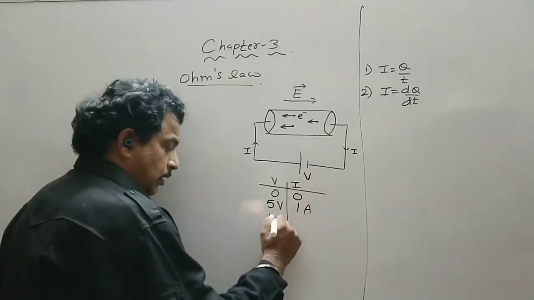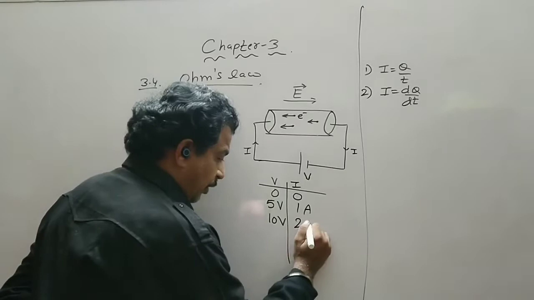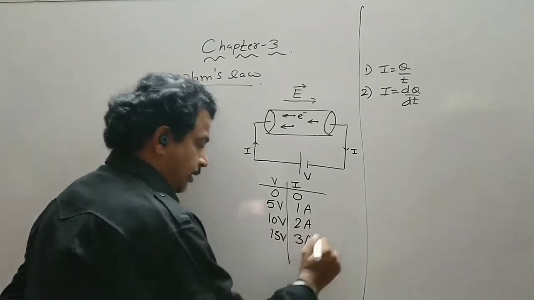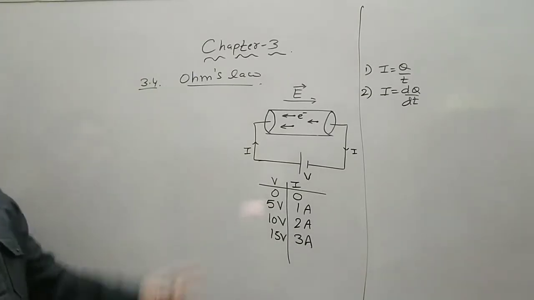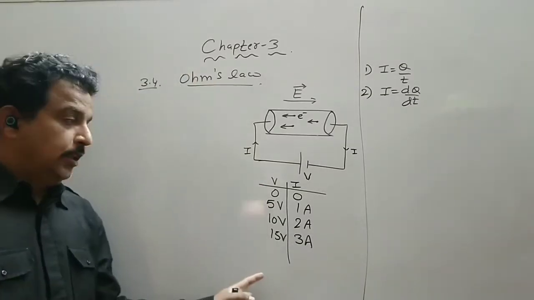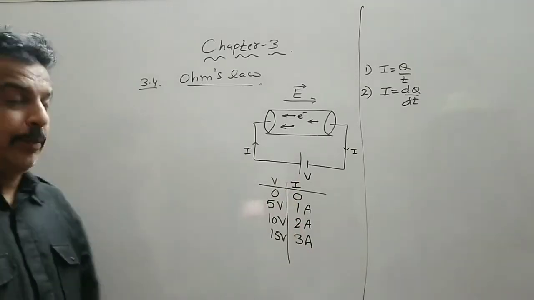Now the battery voltage is doubled, say 10 volt, the current is found to be 2 ampere, then 15 volt gives 3 ampere. So according to Ohm's law, whenever the voltage is increased, the current flowing through the circuit increases in direct proportion.